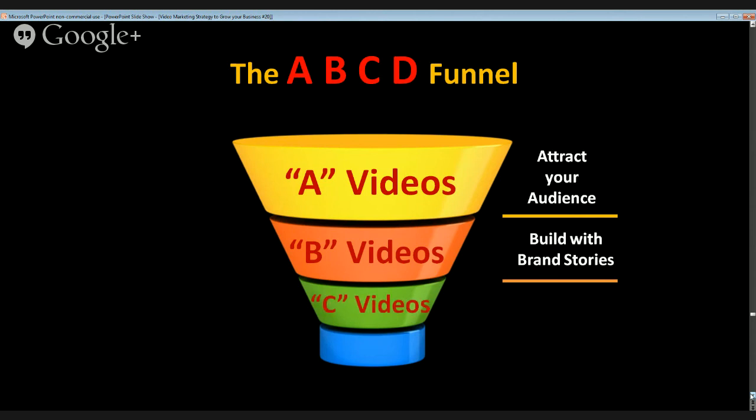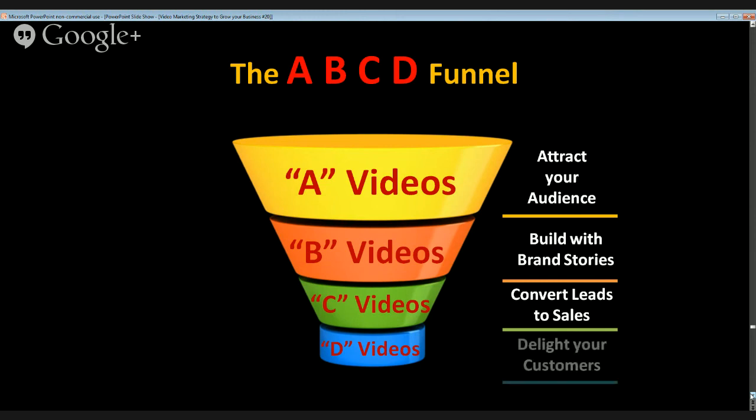That leads us to C videos, which are your convert videos. So these convert your prospects to leads and your leads to sales. Eventually, your D videos, right at the bottom of the funnel, this is where you delight your customers. This is where they become brand evangelists. So there's a complete program, the ABCD sales funnel. We go through your A, B, C, and D modules.